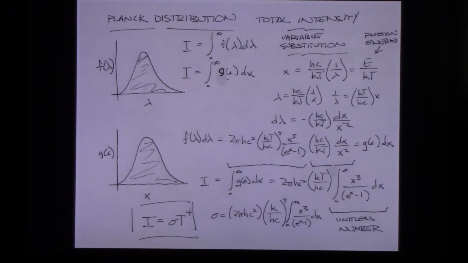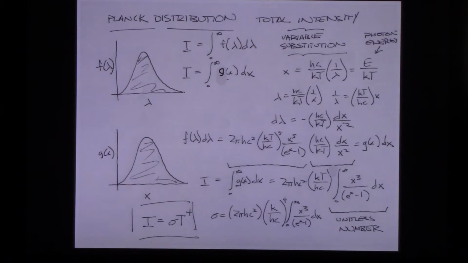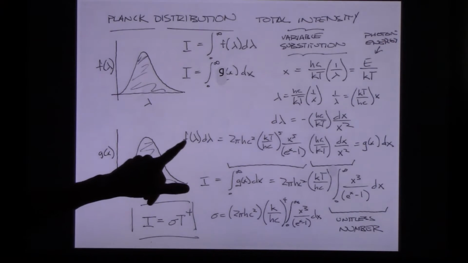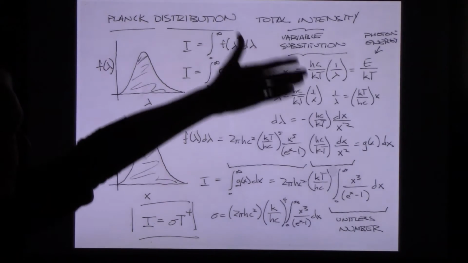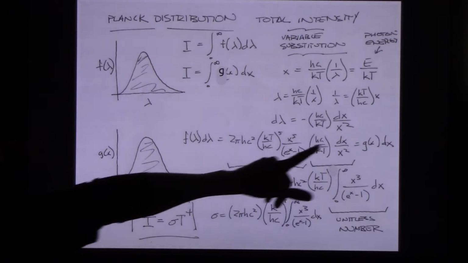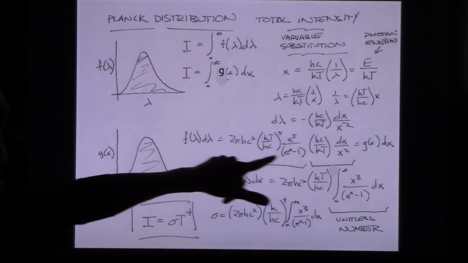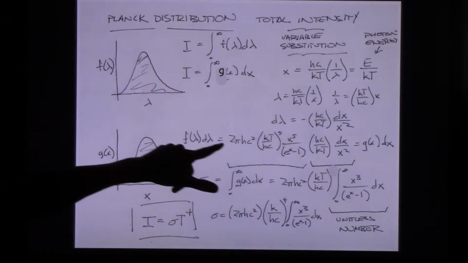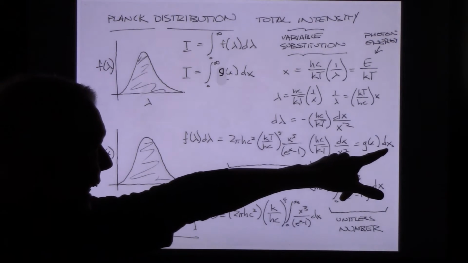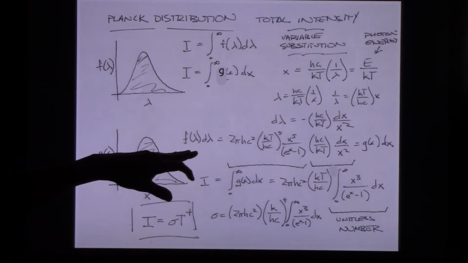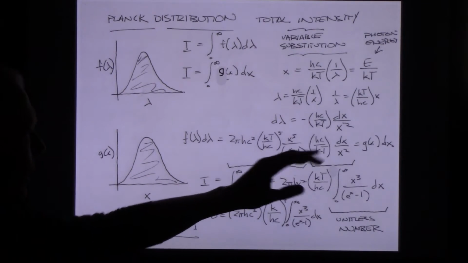Okay, so that's nice. We justified dropping one of our minus signs. All right, so here we go. If I take the function of lambda, d lambda, and I follow these substitution rules and put everything in terms of x's, this is what that function looks like. So I've come up with the equivalent expression for g(x) dx given f(lambda) d lambda, and this is what we end up with.